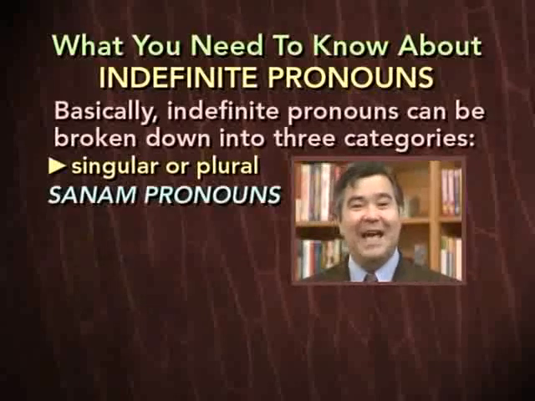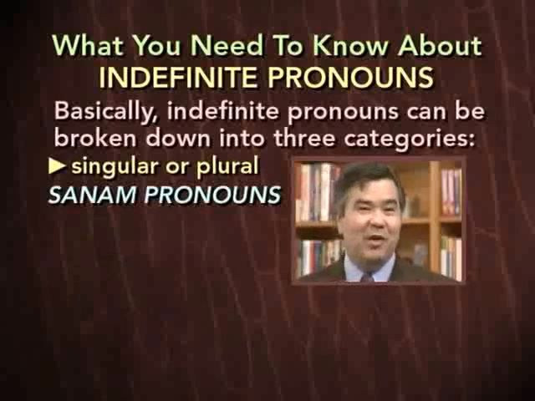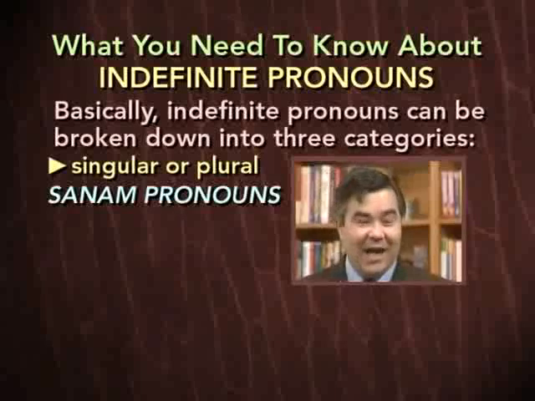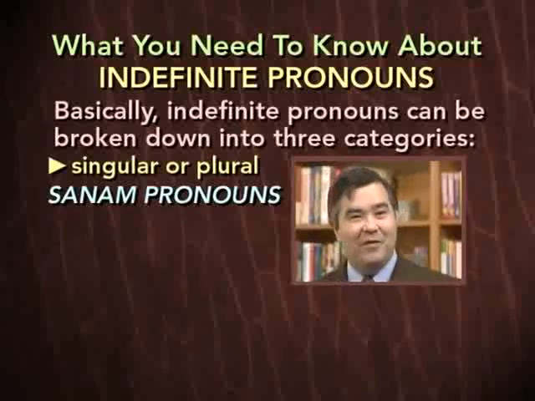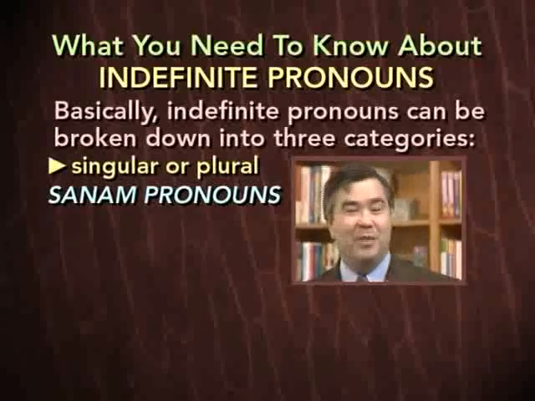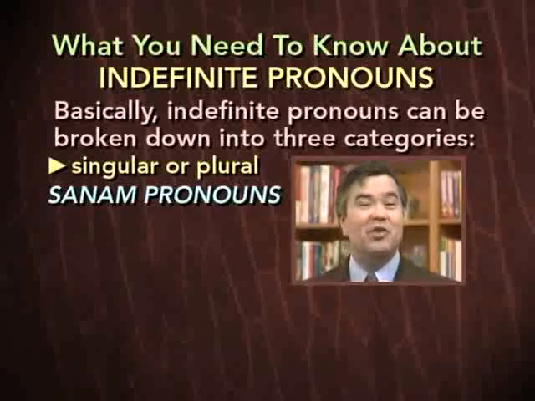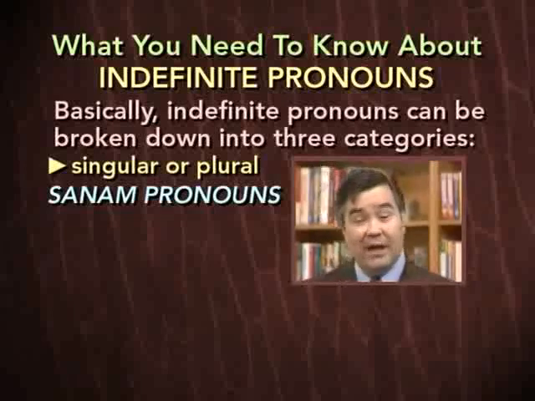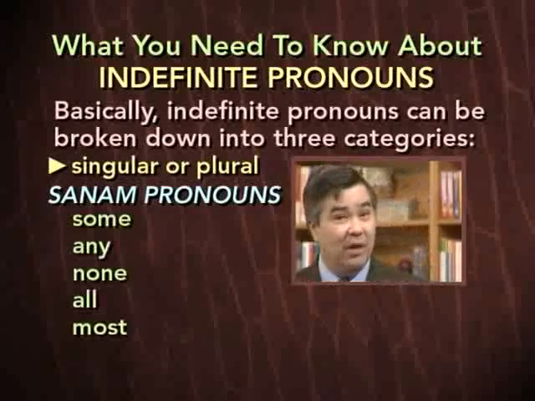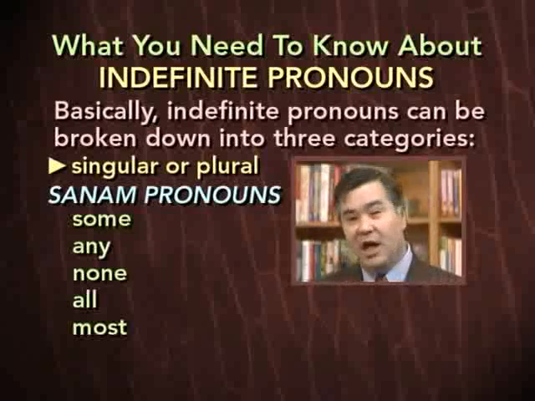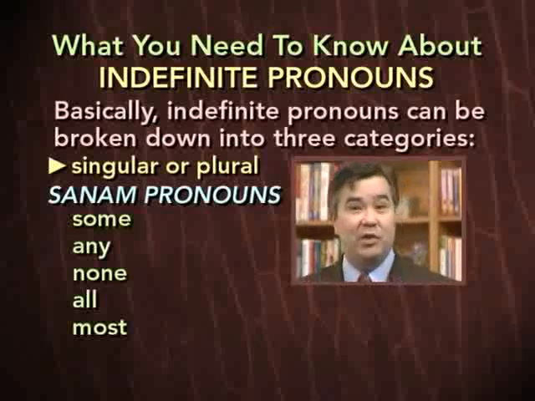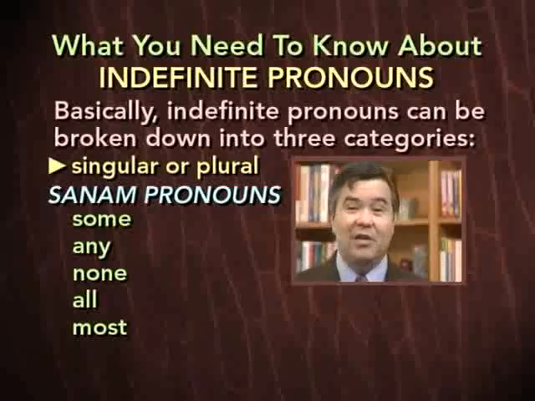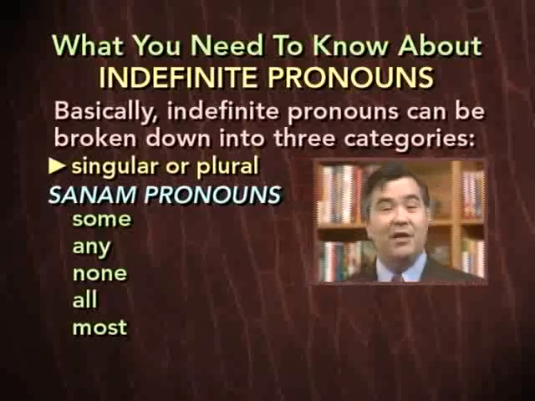We call these the SANAM pronouns, simply because those letters, S, A, N, A, M, are an acronym that reminds us of the 5 pronouns that are involved, because each of those letters is the first letter of one of the indefinite pronouns that fits into this category. The 5 SANAM pronouns are some, any, none, all, and most. These 5 pronouns, the SANAM pronouns, may be either singular or plural, depending on how they're used.